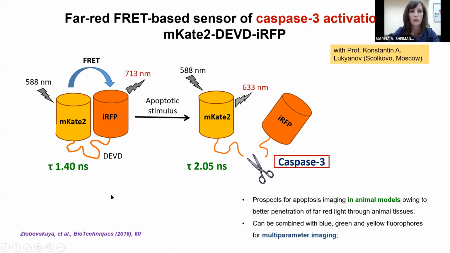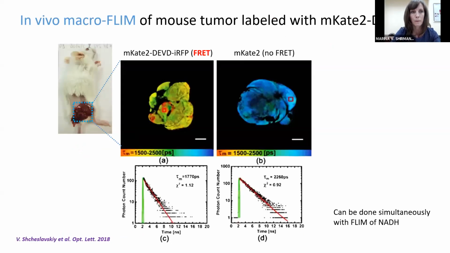This sensor was constructed specifically for live tissue studies because it is red. You know that red light penetrates better into the tissue, so this is the advantage of this particular sensor. And red light can be easily combined with other colors, blue, green, and yellow fluorophores for multiparametric imaging.